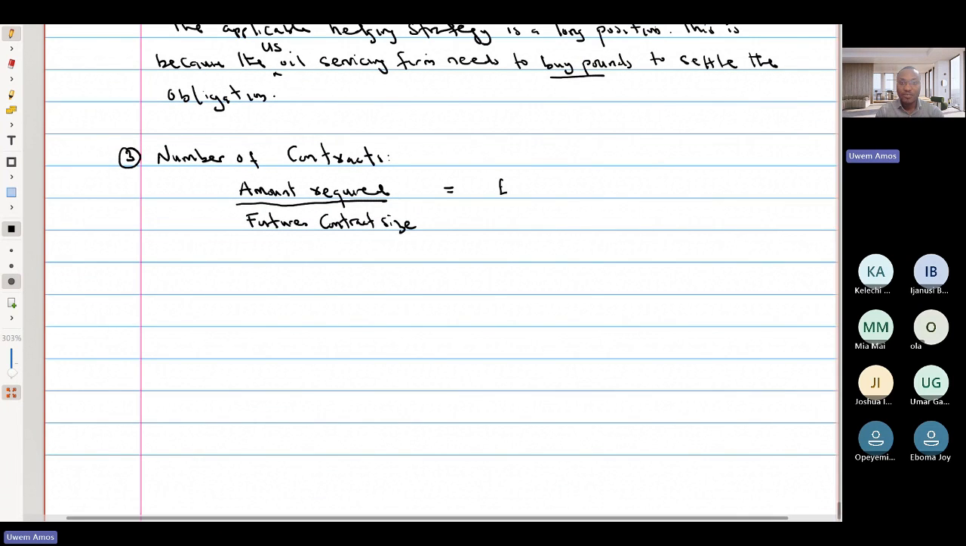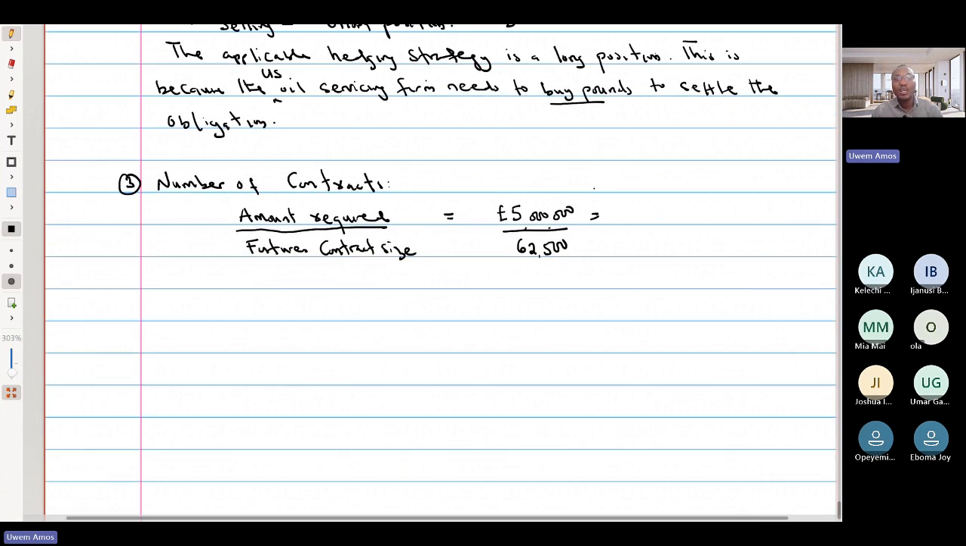So that divided by 62,500, how many contracts are we looking at? So this is 5 million divided by 62,500. Where's my calculator? Guys, fetch your calculator as well quickly. 5 million divided by 62,500. How many contracts are we looking at? 80 contracts, right? Yeah, that's correct. 80 contracts, 62,500.